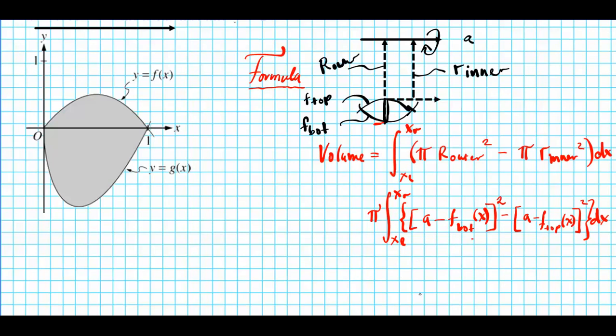Okay, all right. So let's go ahead and label it and then apply it. So our axis of rotation is a equals 2.